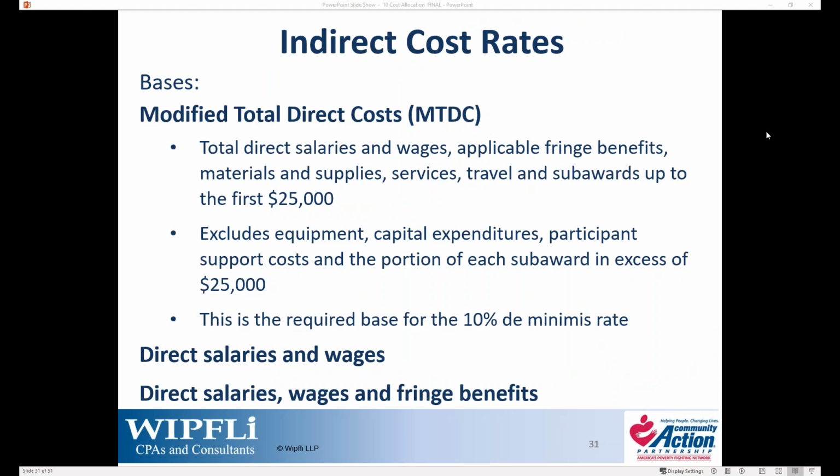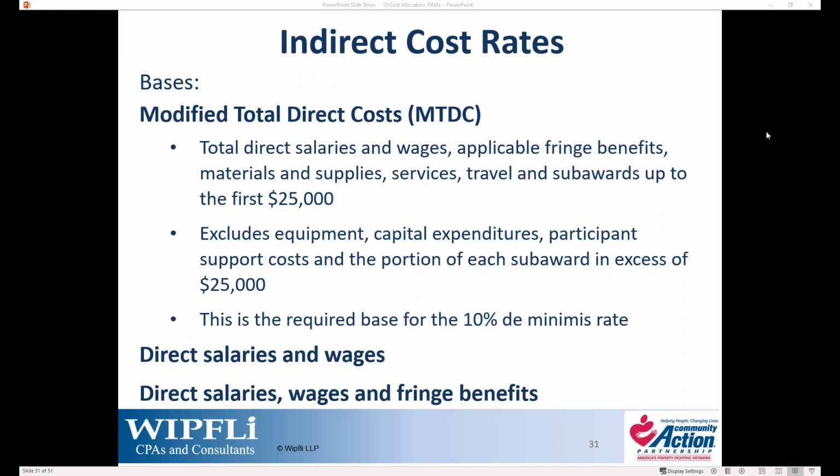As I said, there are different types of bases. That's when we remember when we were looking at calculating the ratio, we take our pool divided by our base to get our rate. The different bases are modified total direct, direct salaries and wages, direct salaries, wages, and fringes. So those are the only three bases that you can use.